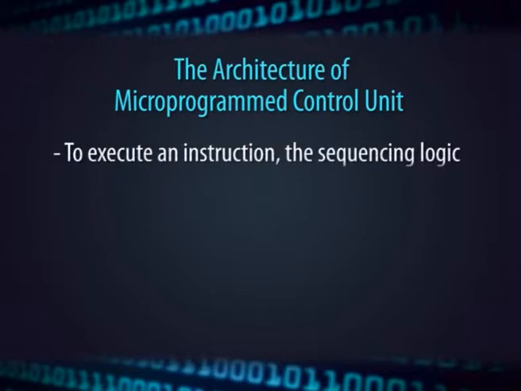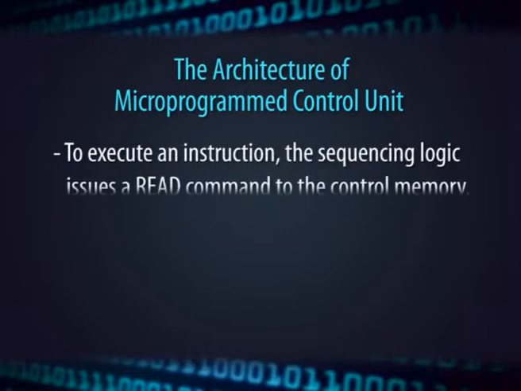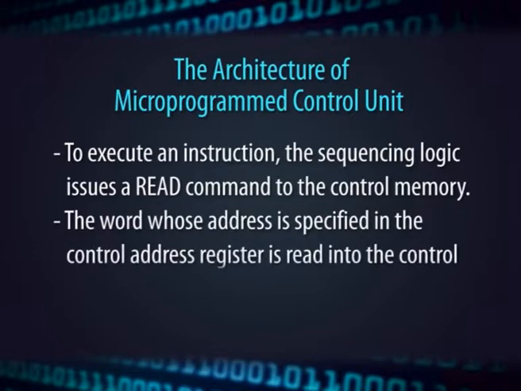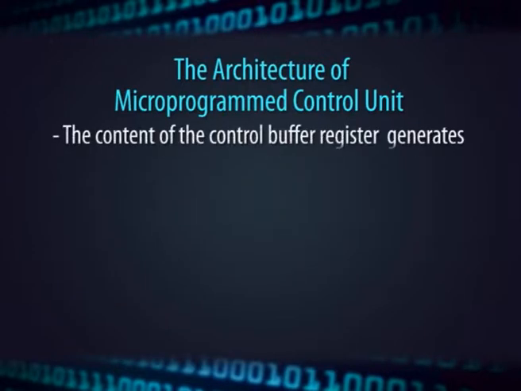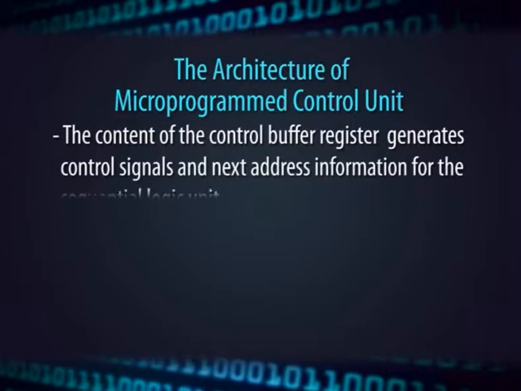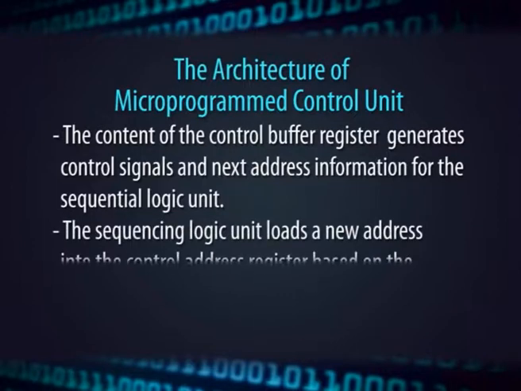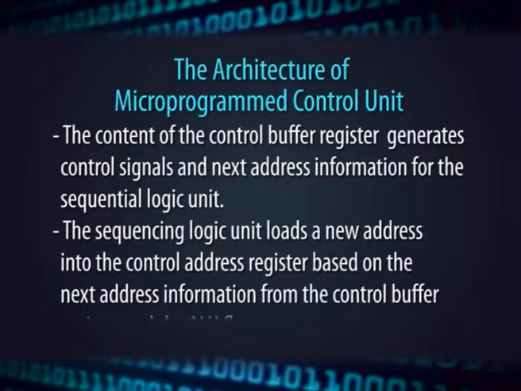Thus, to summarize, the architecture of a microprogram control unit can be explained as follows. First, to execute the instruction, the sequencing logic issues a read command to the control memory. The word whose address is specified in the control address register is read into the control buffer register. The contents of the control buffer register generate control signals and next address information for the sequential logic unit. The sequential logic unit loads a new address into the control address register based on the next address information from the control buffer register and the ALU flags. All the steps are executed in one clock cycle.